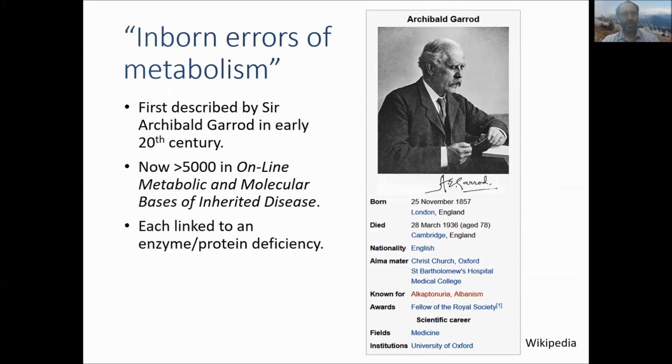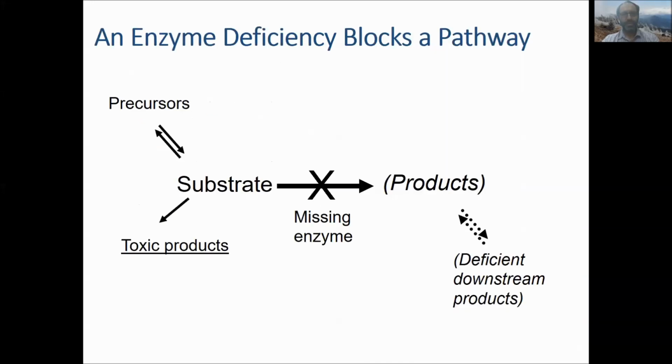albinism. Other Wikipedia misspells albinism, but still generally the information's good. And that expanded to over 5,000 disorders that could fit this description, this category, in the online Metabolic and Molecular Bases of Inherited Disease, for those who remember that textbook. And importantly, each is linked to an enzyme or protein deficiency.